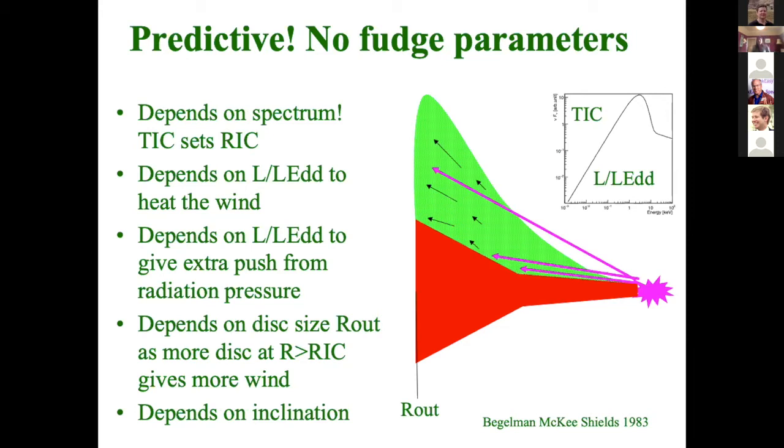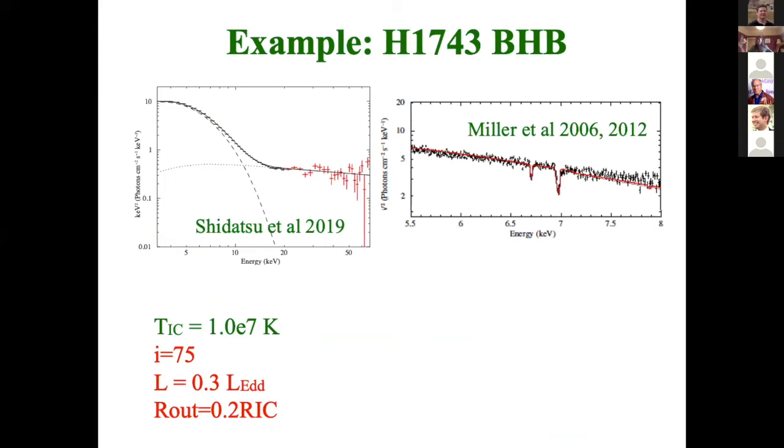But these thermal winds are actually predictive. There are no fudge parameters. They depend on the spectral shape, that's setting the heating and cooling. They depend on the luminosity, because that's the rate of heating. They depend on the Eddington fraction as well, because remember, you're using the radiation to give it an extra push. They depend on the disk size: the bigger your disk, beyond this escape radius, the bigger the wind is going to be. And they depend on the inclination angle at which you look. So let's go do it.